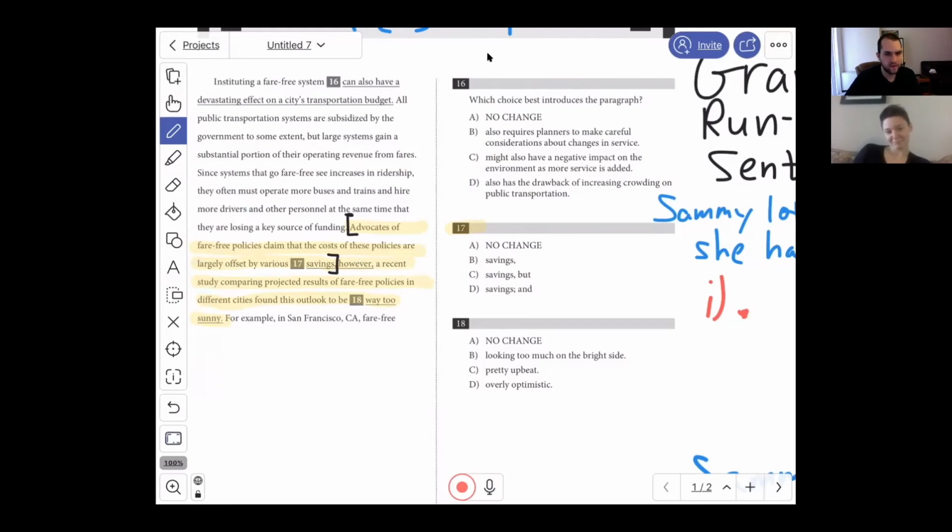Yes, and the technical grammar term we have for it is an independent clause. It has a subject, it has a verb, it's a sentence. And then the next part, however, a recent study comparing projected results of fare-free policies found this outlook to be way too sunny. Once again, really long. It's also a sentence. It also has a subject and a verb. So here, we're separating two sentences or two independent clauses with a comma. Are we allowed to do that, Sammy?